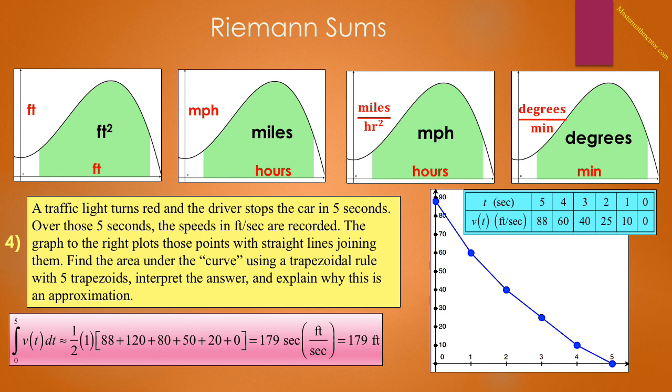It's an approximation because we only know the data every second. We do not know what is occurring at a half second or 1.5 seconds. It's possible that the car might have sped up in that short period of time. We don't know. So this is definitely an approximation. If we want a better approximation, we need more data values.